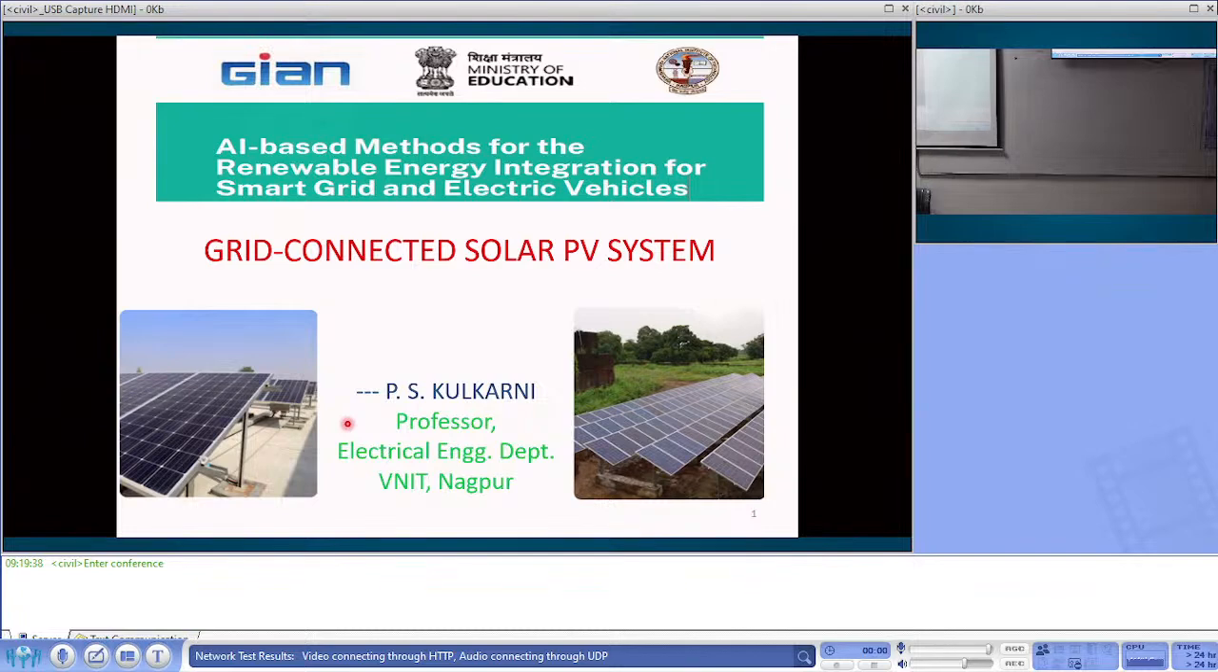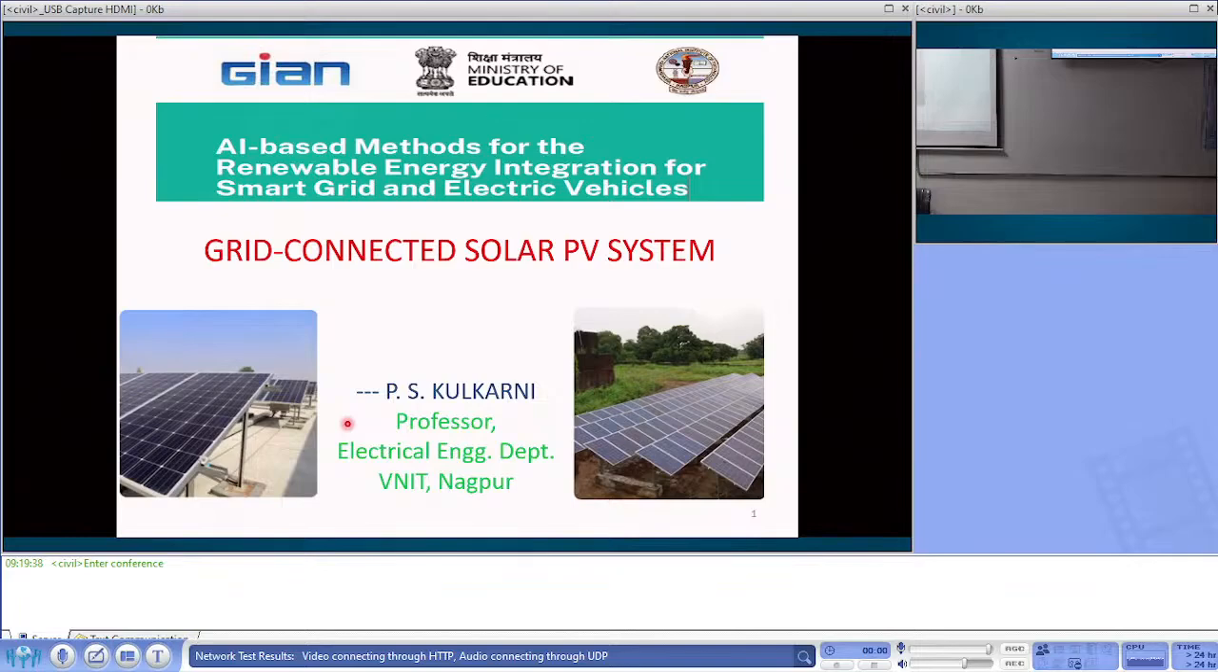So why are renewables attracting the attention of scientists and engineers and even the common man? The reason is that these are renewable, meaning they are not going to be exhausted. Secondly, they are not polluting the environment. So here we get a few benefits. Then there are some disadvantages.